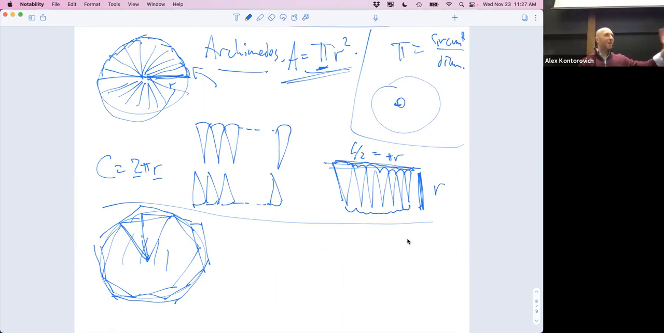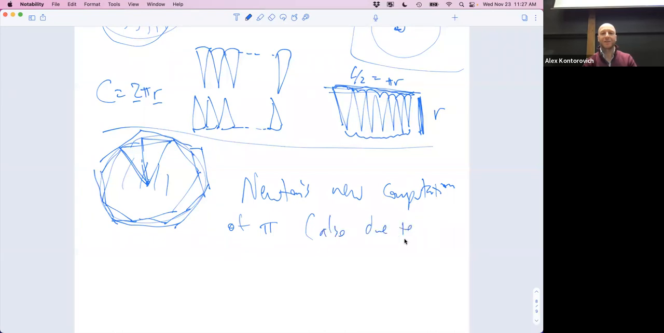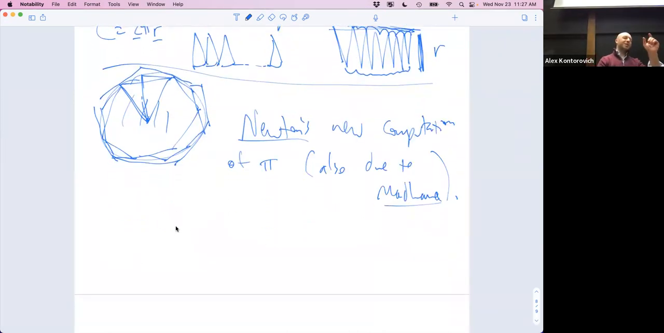In India, Madhava figured out a better way to compute pi. So let me show you. We have 10 minutes. I wanted to show you how Newton computed pi. Newton's newfangled computation of pi, also due to Madhava. Again, well, long before Newton. So Newton's messing around with Pascal's triangle. I think maybe this is where we'll, I mentioned something about Newton's binomial theorem. You guys remember Pascal's triangle?